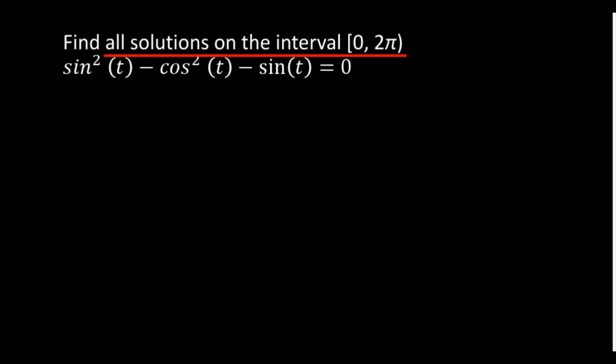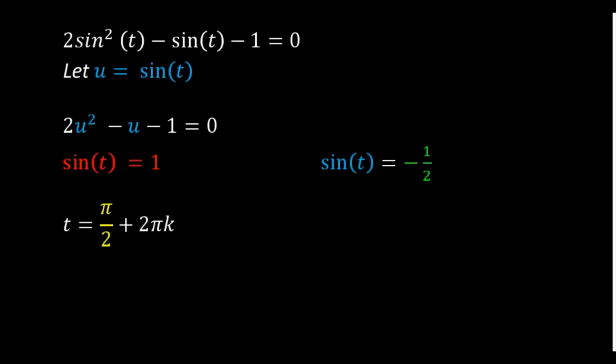Now remember that we need to find all the solutions on the interval from 0 to 2 pi. So the one that we just found, pi over 2 plus 2 pi k, that's the general solution. On the interval from 0 to 2 pi, we have to plug different integers for k and see which of these angles will fit into our interval. So I will create a table with k's and our angle t, and I will plug different integers for k and see which of these angles t would fit into our interval.